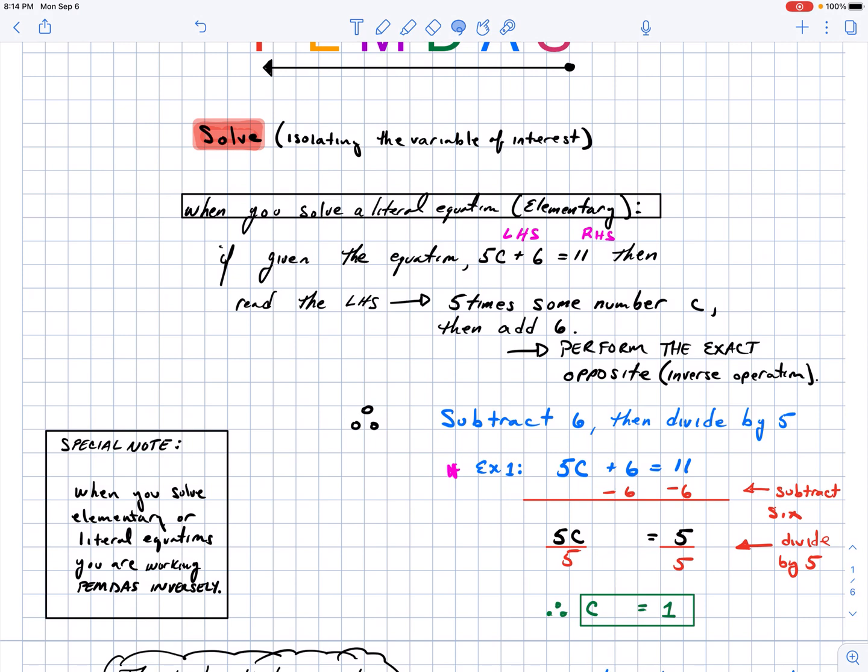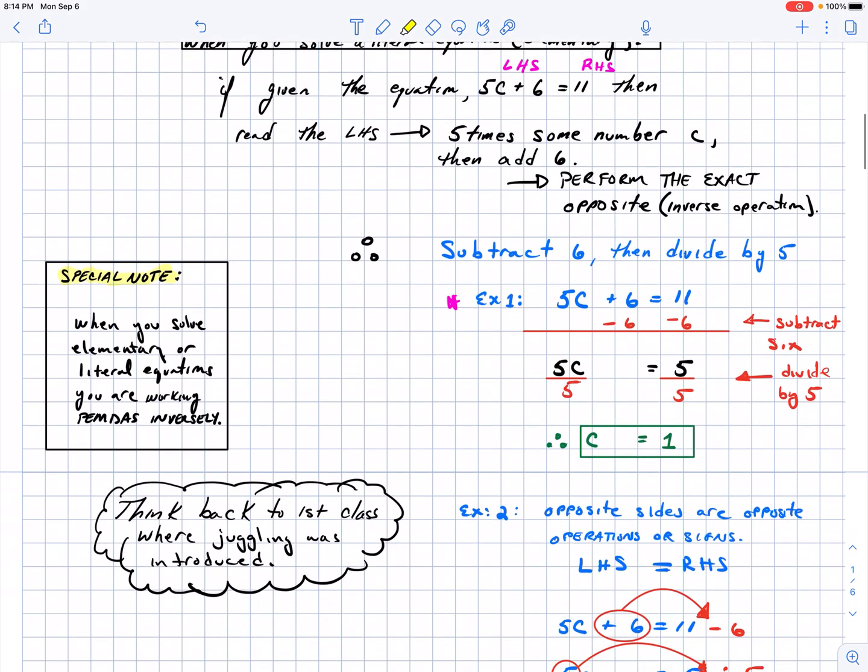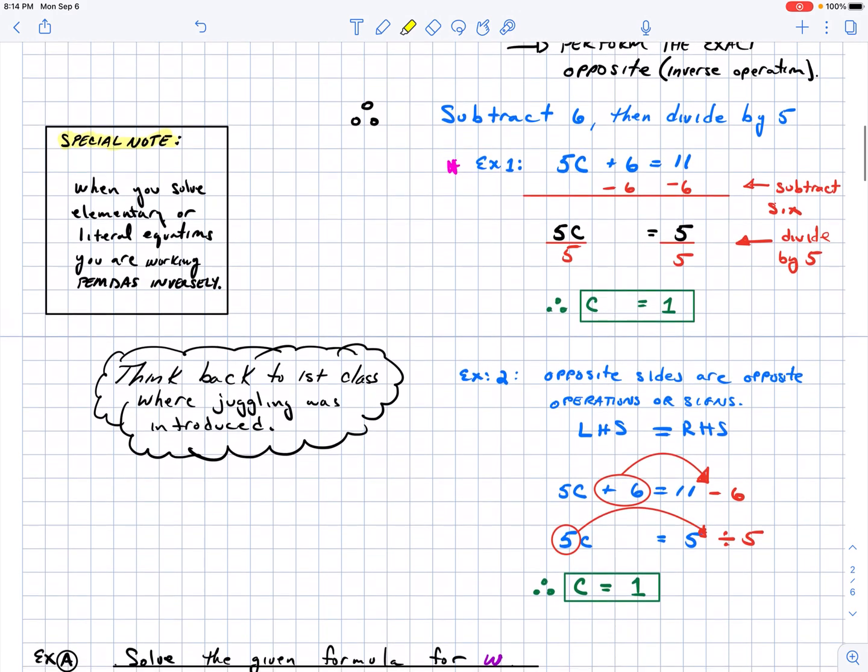So let me just remind you about something over here. I'm just trying to make it a little bit easier for you to see, but when you solve elementary or literal equations, you are working PEMDAS inversely. And I'm hoping that you kind of get that. So I'm going to say it a little differently, and I want you to remember back to the first class if you can.